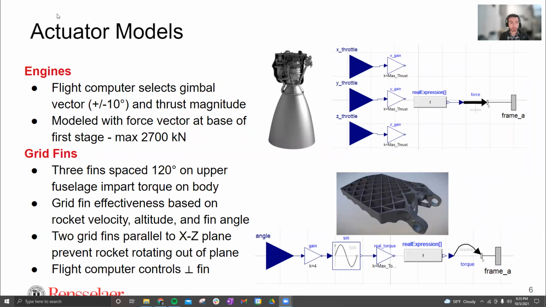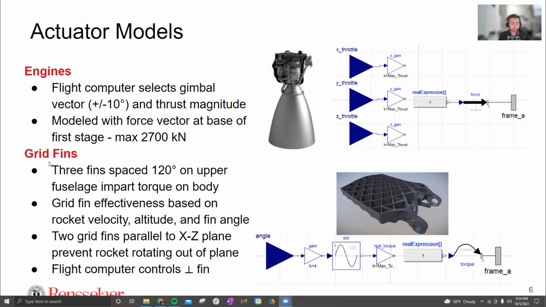Moving on to the actuator models, we have both the engines and the grid fins. For the engines, the flight computer controls the gimbal vector, which can be a plus or minus 10-degree angle, with a 0-degree angle pointed normal to the end of the fuselage. The flight computer also controls the thrust magnitude out of these engines. These engines are modeled with a force vector at the base of the first stage, max of 2,700 kilonewtons. And that's again based on actual rocket engines on the SpaceX Falcon 9.